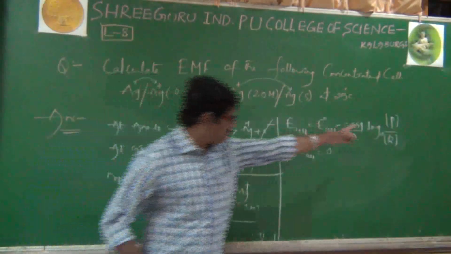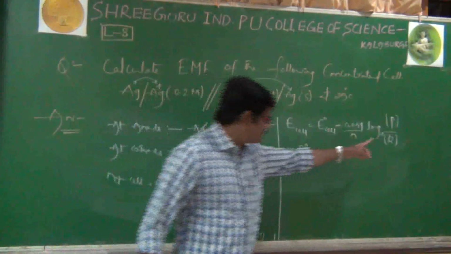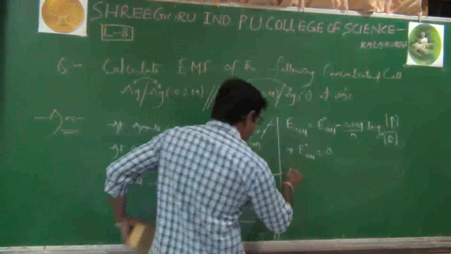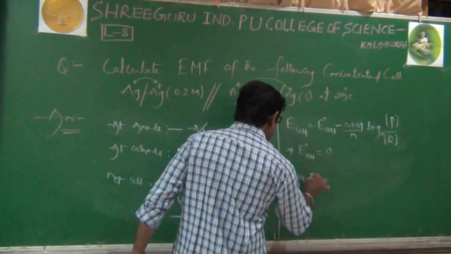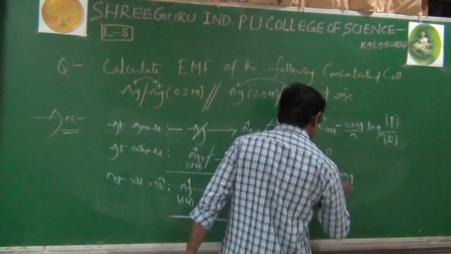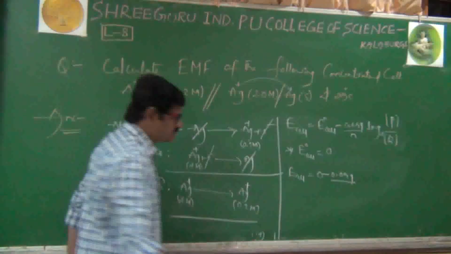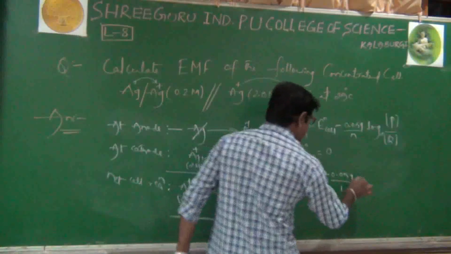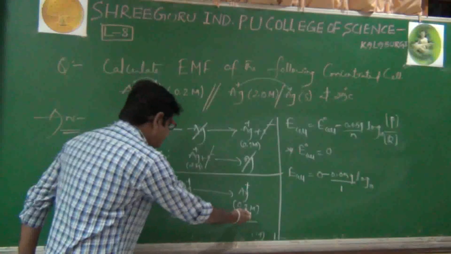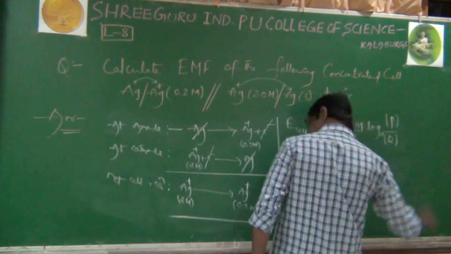Now, for product we substitute this concentration, and for reactant we substitute this concentration. Therefore, E cell equals 0 minus 0.059 by the number of electrons transferred, which is 1. Therefore, n value is 1, log base 10, product concentration is 0.2 divided by 2.